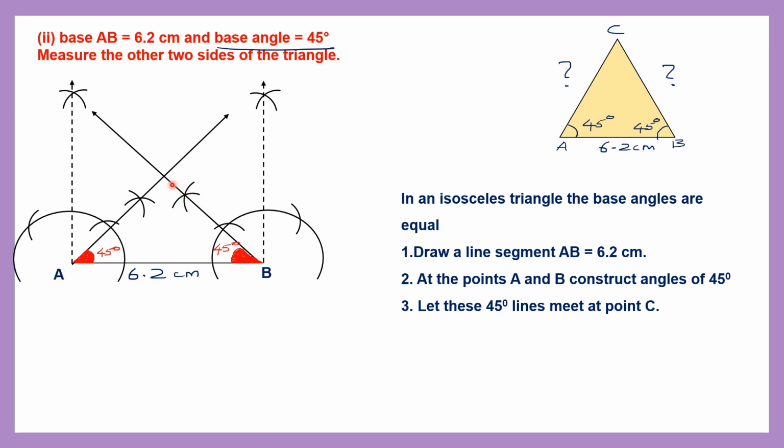So this is one 45-degree line. This is the other 45-degree line. Let them meet at point C. Now triangle ABC is the required triangle. So now we have ABC. This triangle is the required triangle.